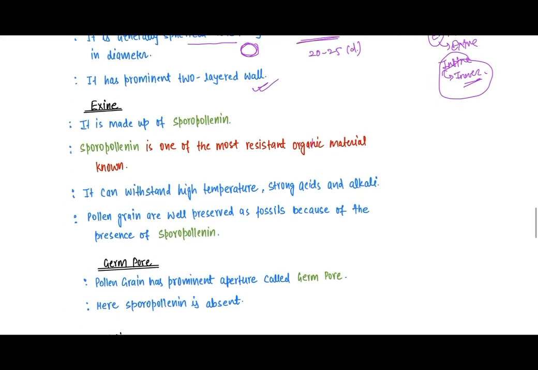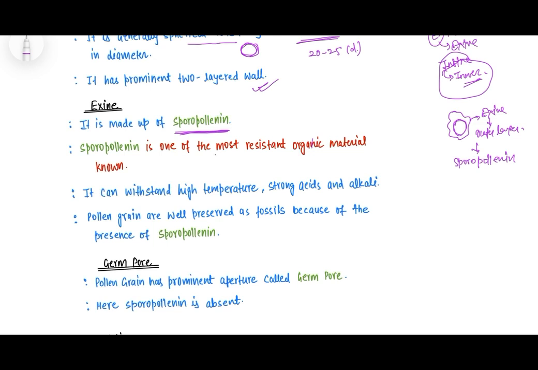So now we'll look into exine. Exine is outer layer and it is made up of sporopollenin. Okay, outer layer made up of sporopollenin.